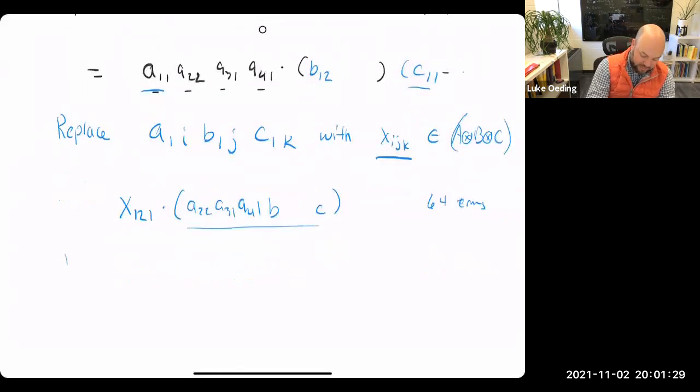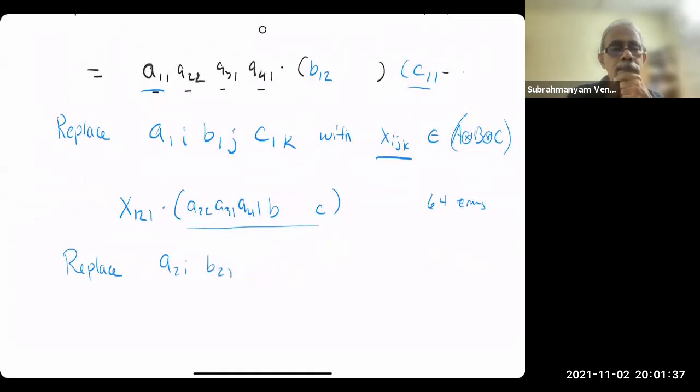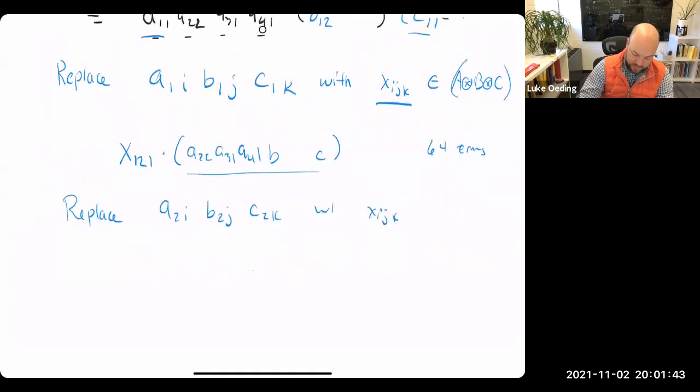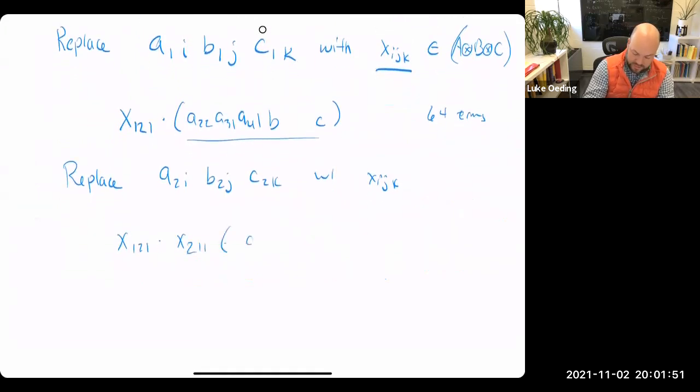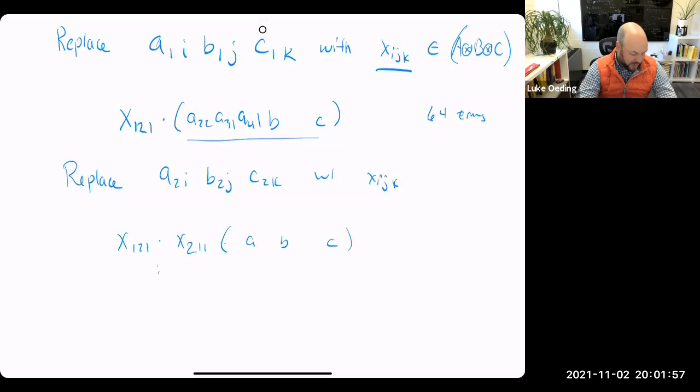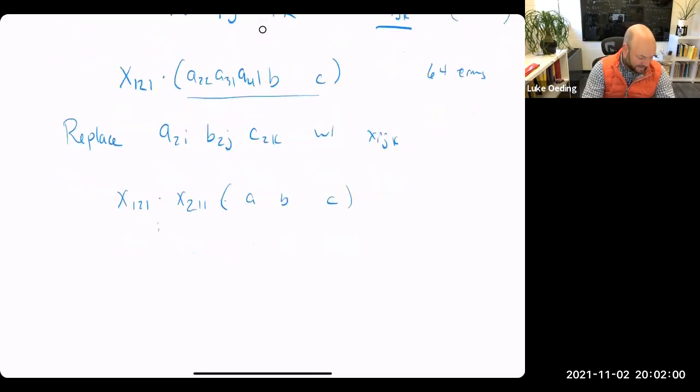And then I do this again. Replace A2I, B2J, C2K with Xijk again. And I'll get something that has X2 like this times X something else. So 2, 1, 1, whatever, times A's, B's, and C's. And then I keep going. I do this 4 times, and eventually I get this, finally I'll get something that looks like this: X1,2,2 squared, X2,1,1 squared, minus 2 X1,2,1 X1,2,2 X2,2,2.